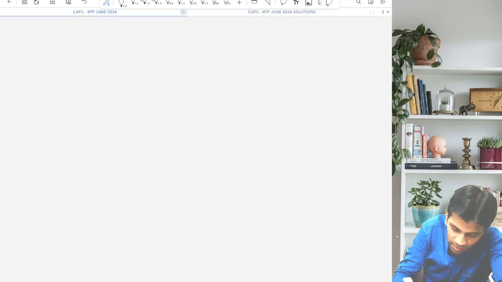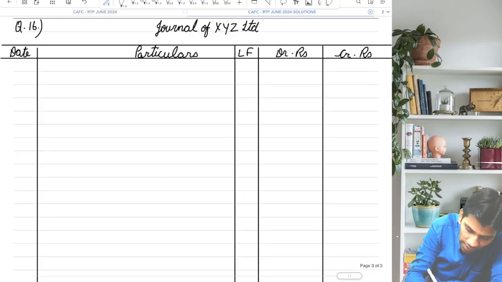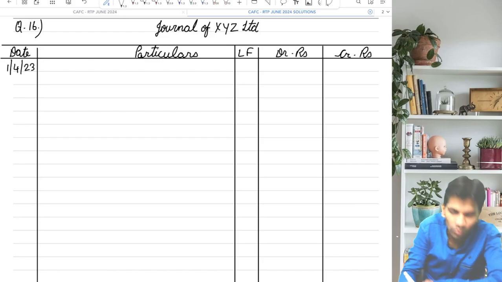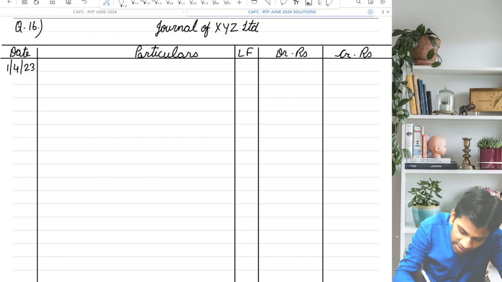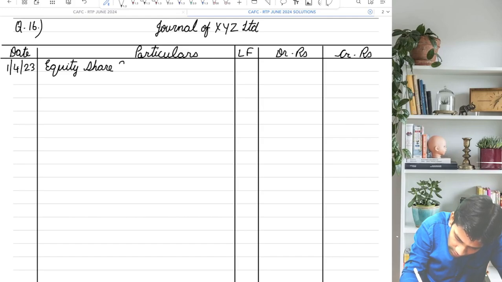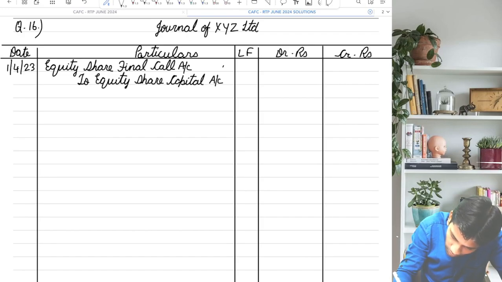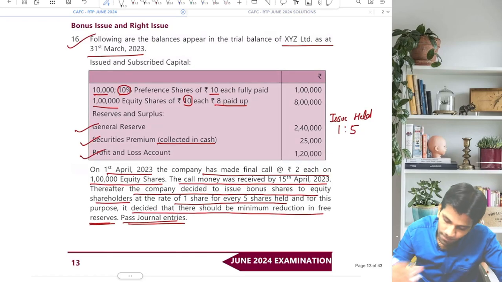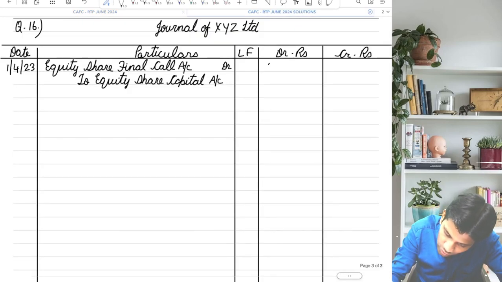Fine. When is the call made? 1st April 2023. Call money due. The entry is equity share final call account debit to equity share capital. Let's pass this entry. Equity share final call account debit to equity share capital account. Now how many shares? Let me check. 1 lakh shares into 2 rupees. This comes to 2 lakh.